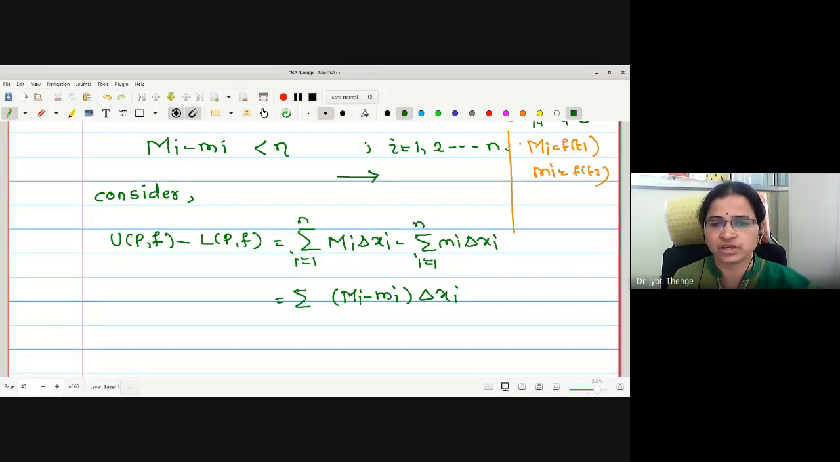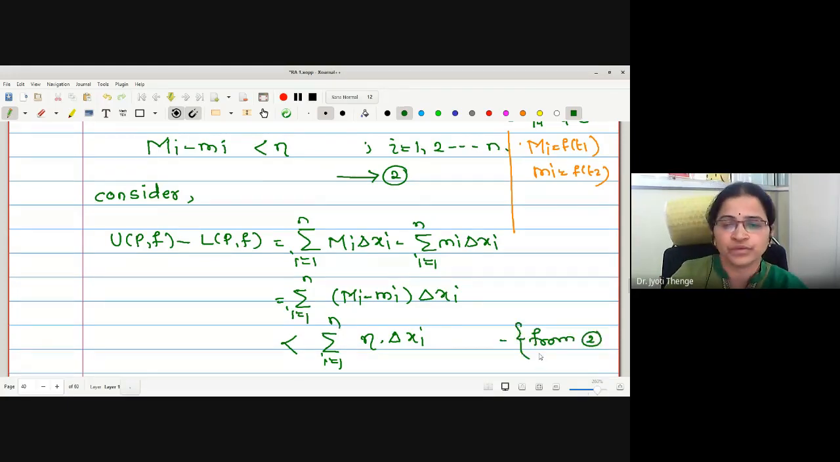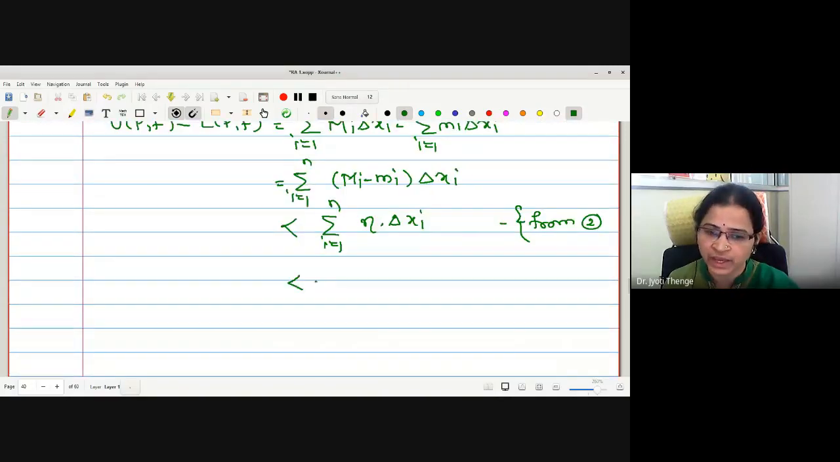I have not given the number. Let me call this as 2. Therefore, from 2 what we have written? Capital Mi minus small mi is strictly less than eta. Therefore, may I write this is strictly less than summation eta times delta xi. Now this number eta, the reason is from 2, we know this number eta is independent of i. Therefore, let me take it outside the summation. Therefore, we have the term now eta times summation i equals 1 to n delta xi.